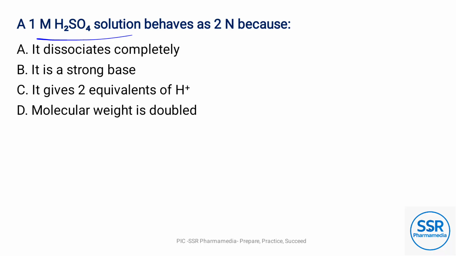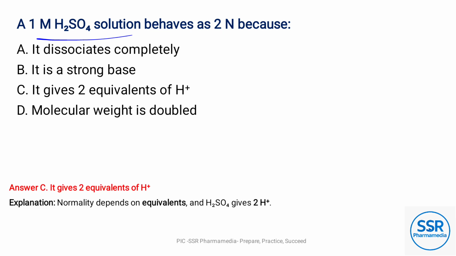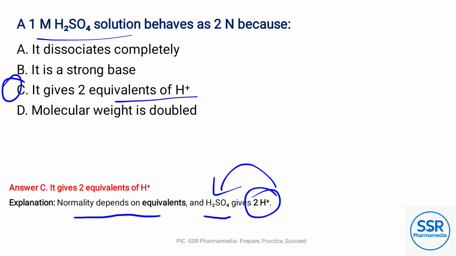H2SO4 solution behaves as 2N because, so option C, it gives 2 equivalents of hydrogen ions. So normality depends on equivalence. That means sulfuric acid gives 2 hydrogen ions. So that means its equivalent valency is 2 for H2SO4.